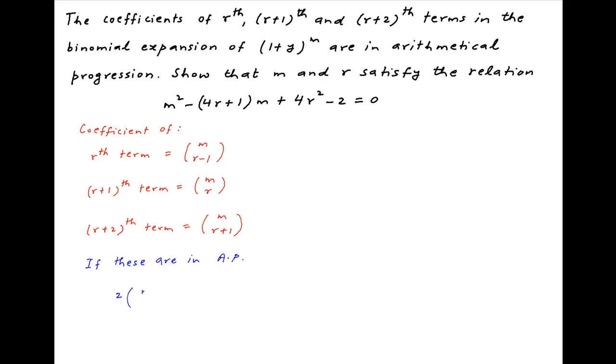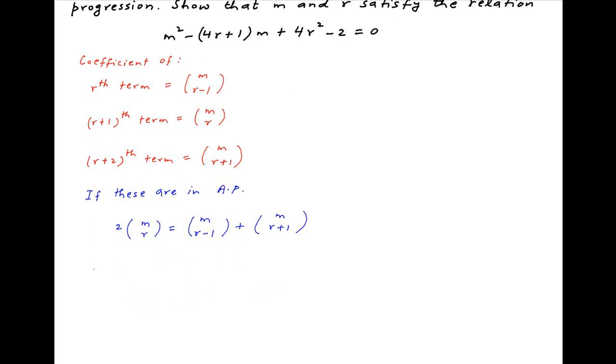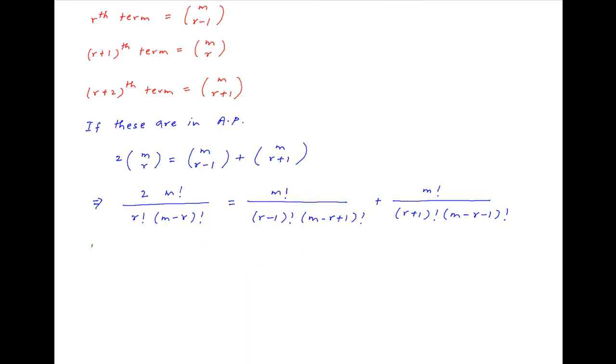Therefore, 2 times m choose r is equal to m choose r minus 1 plus m choose r plus 1. Now m choose r is equal to m factorial divided by r factorial times m minus r factorial. Similarly, we plug in the value of m choose r minus 1 and m choose r plus 1. Now multiply both sides by r plus 1 factorial times m minus r plus 1 factorial.